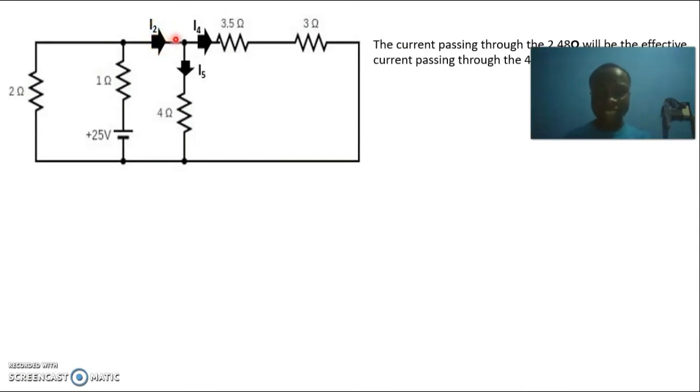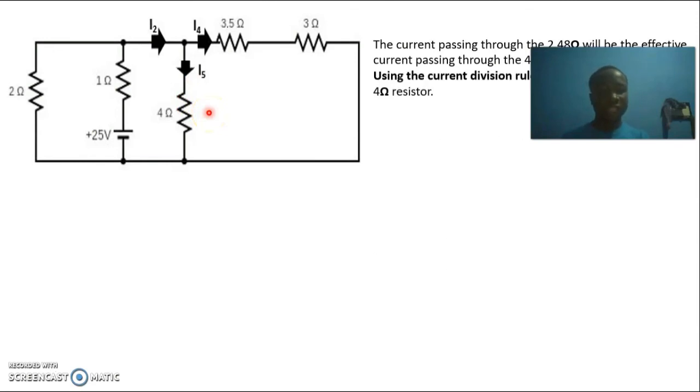So this current is coming to this node. So using the current law, which says the current coming to the node is equal to the current leaving the node. So when we add I5 and I4, we are getting the current which is coming, which is I2. So we can say that I4 will be the same current that will flow through the 3.5 ohm and the 3 ohm, and I5 will be the current that will be flowing through the 4 ohm.